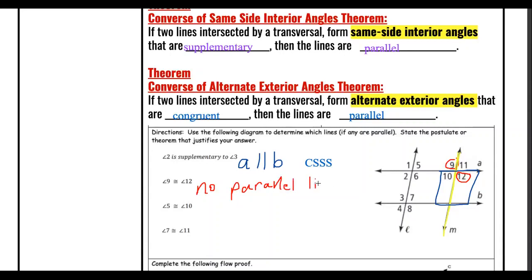Okay? Ignore the double L in the middle. All right, angle 5 is congruent to angle 10. Once again, we'll use our strategy. We will make sure we erase this information and start over and highlight what's important.